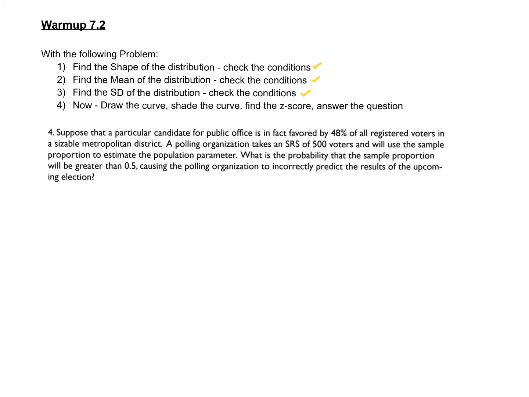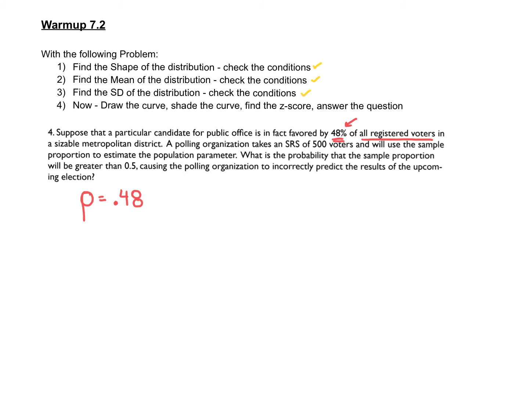So here is the question. Suppose that a particular candidate for office is in fact favored by 48% of all registered voters. This, my friends, 48%, is a parameter. So we're going to say the proportion of the population is 0.48. I always like to change percents to decimals. It's just going to make life easier. Okay, so what else do we know, right? Is all registered voters in a sizable metropolitan district. So that's really the main piece right this minute.